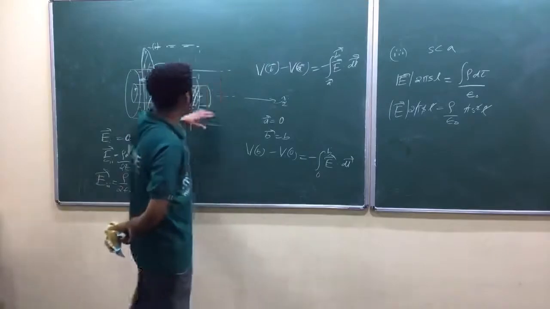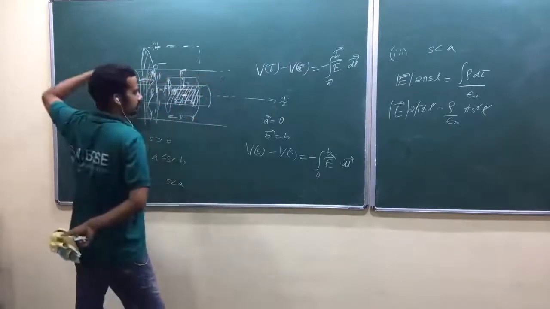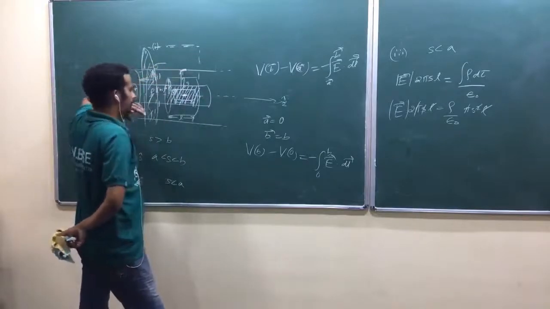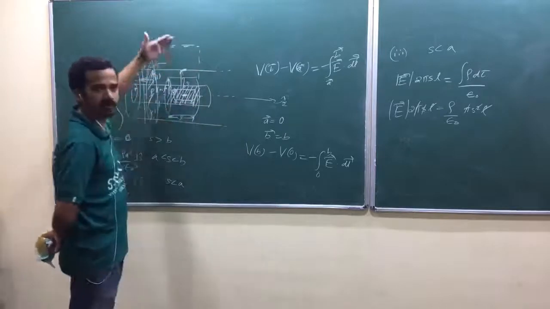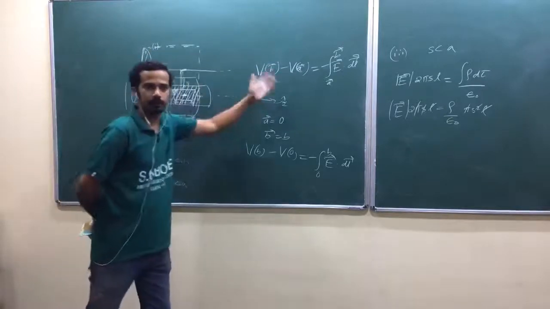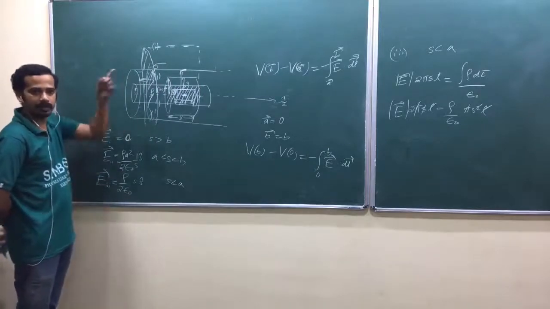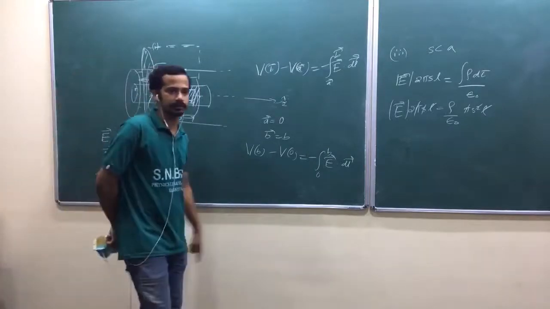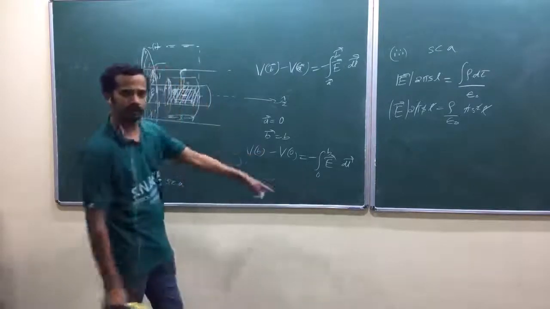Axial distance. You can take any 2 points, isn't it? You can take any 2 points. I mean, your potential again, because of symmetry, whatever the point you take, these are equipotential surfaces actually. Whatever the point you take, you will get the same potential. Are you getting my point? These cylindrical surfaces, they are equipotential surfaces, isn't it? That's why you can take any point on the axis, any point on it.